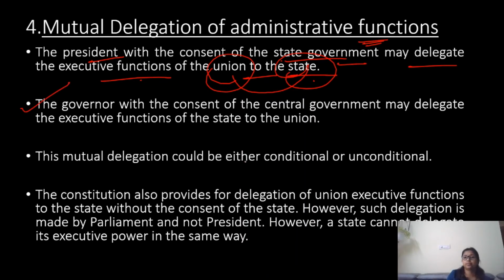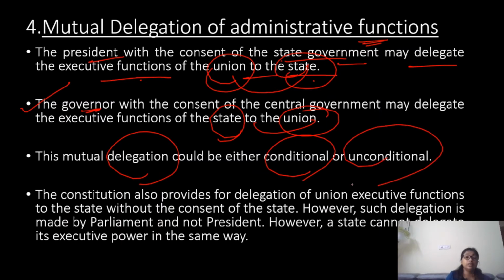Secondly, governor. Governor is for whom? State. The governor is usually for the state. So the governor also can take the consent of the central government and can delegate some administrative function of the state to the center. Such delegation could be either conditional or unconditional. Some condition must be there, or some condition may not be there.